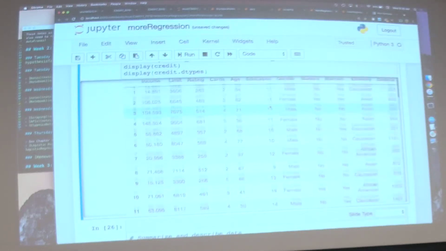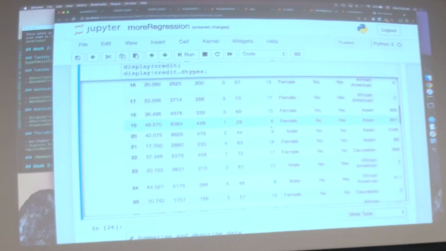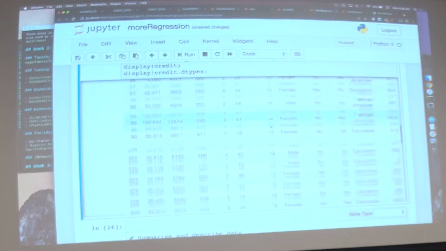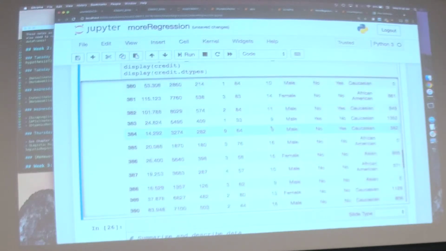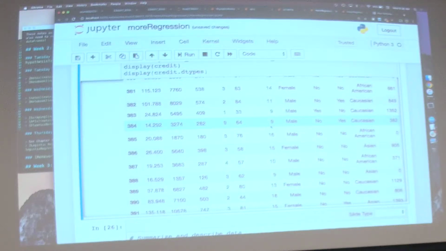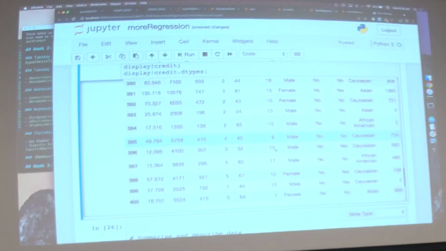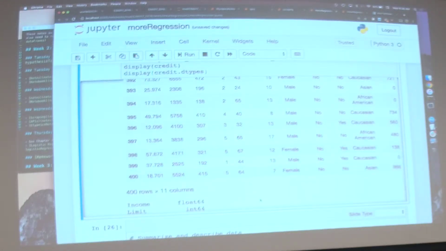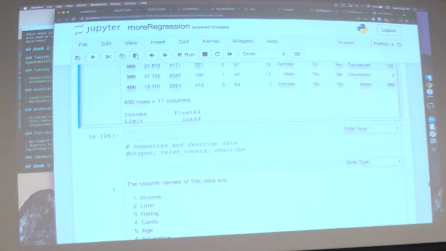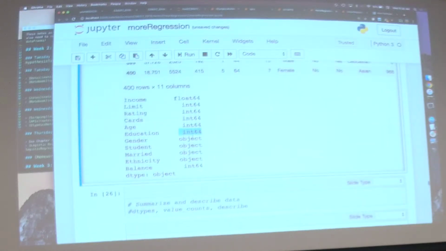Any guesses what this corresponds to? Maybe grade completed, although a lot of people aren't making it to high school. So yeah, I have no idea. Then here we have gender, whether or not they're a student, whether they're married, their ethnicity. So these are all categorical. The object here means string. Usually when you see object in the data types, the object is a string.